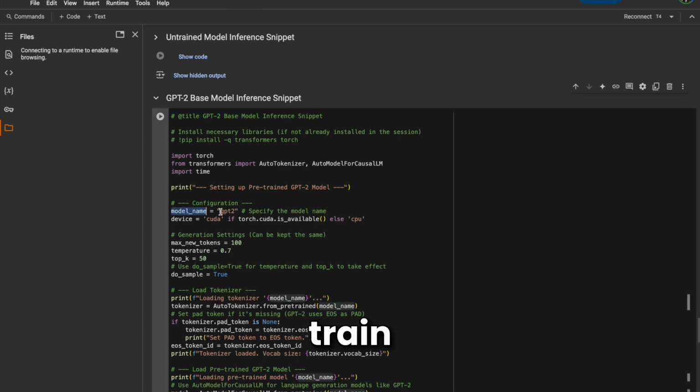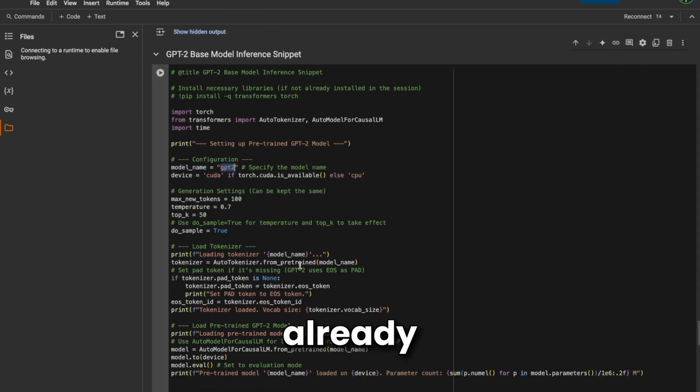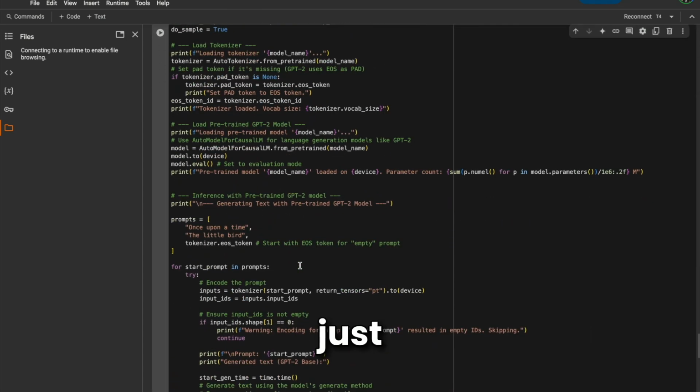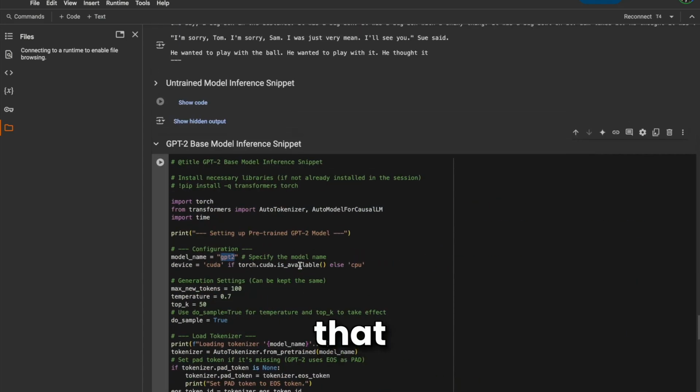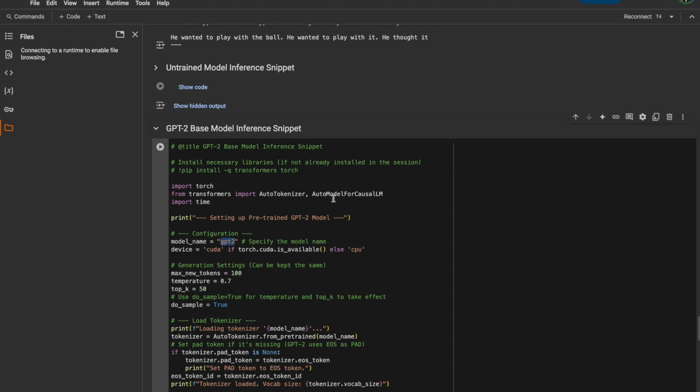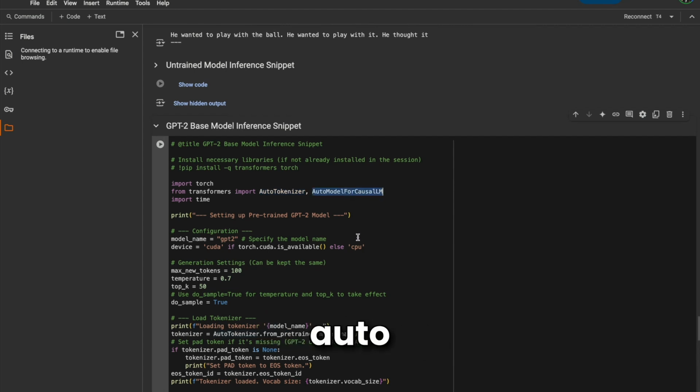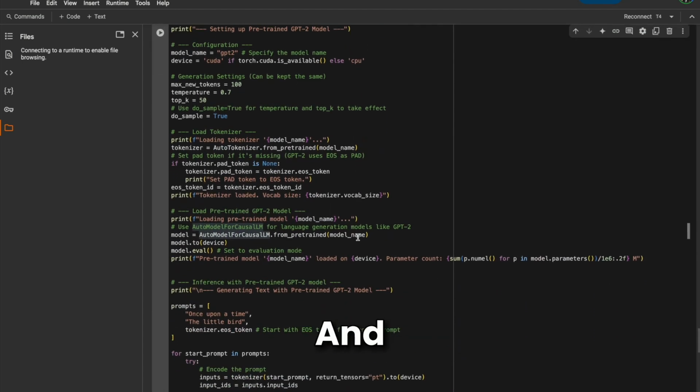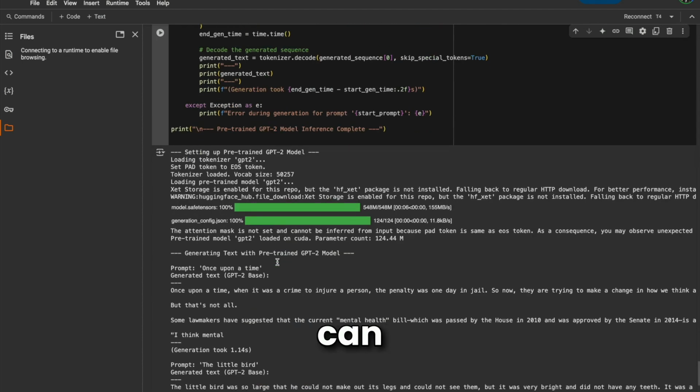Then I did the same thing for GPT-2 with the same initial prompt. Here I didn't have to train anything because the GPT-2 model is already trained, so I'm just directly using that model. And here you can see I'm importing not just the AutoTokenizer from transformers, I'm also importing AutoModelForCausalLM. Using that, I can load the model and then do the inferencing.